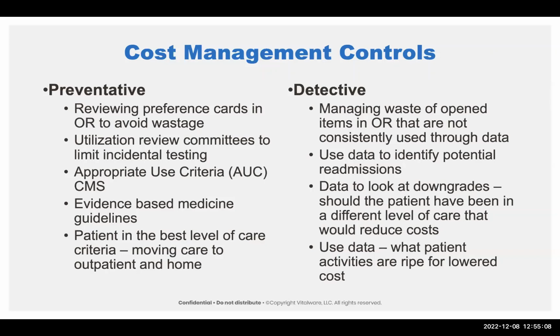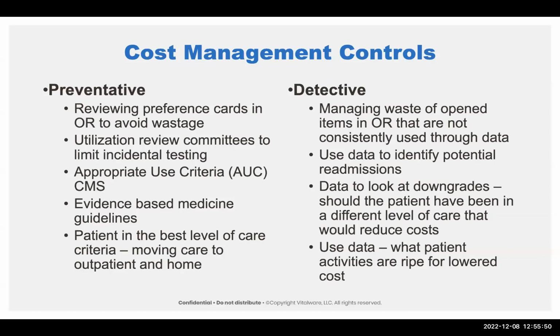Reviewing preference cards, okay? How many preference cards contain a whole lot of stuff on the card just because you think the physician might want it? Because of physician behavior, they get annoyed if it's not on the table. Or can I create a preference card that's the base kit for every surgery of that particular type, and then use the closets to add on additional things without opening them? Once you open them, they become a cost. Do I really need to open it just to have it immediately available? Or can that split second to open it be fine?